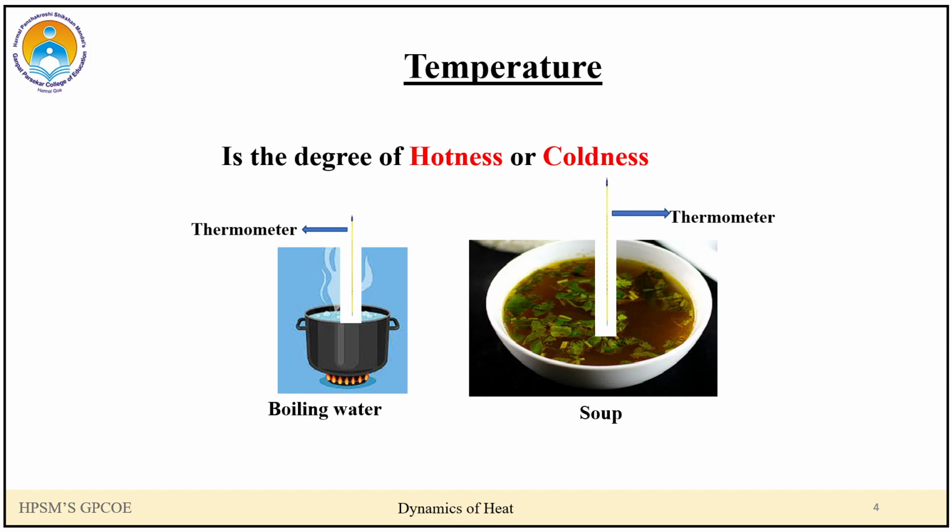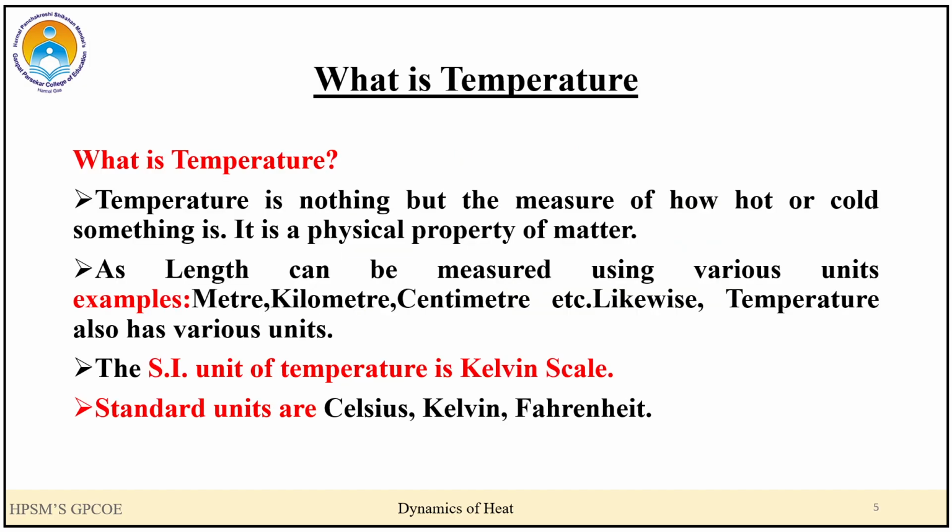So basically, temperature we define is nothing but a degree of hotness or coldness. If you take an example of boiling water and a soup, we get the information of the hotness and coldness with the help of a thermometer. So the thermometer will decide whether the boiling water is hot or cold. Here I specify two examples, boiling water and soup, which decide the degree of hotness and coldness.